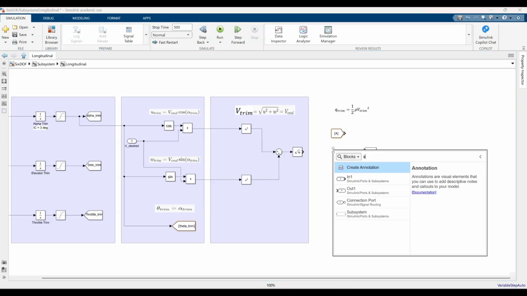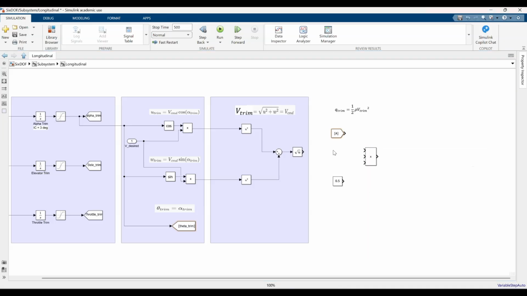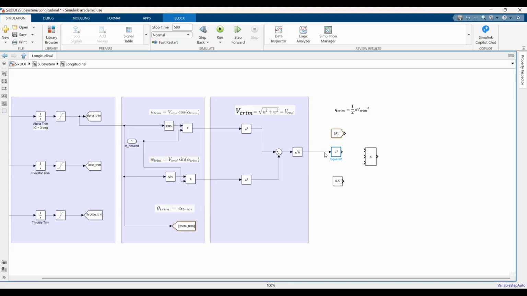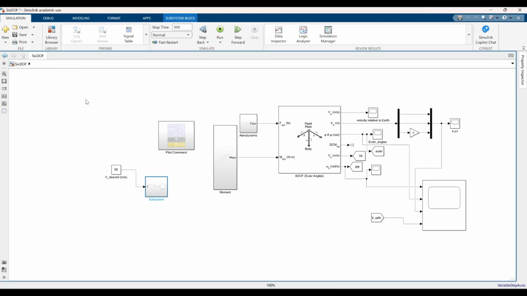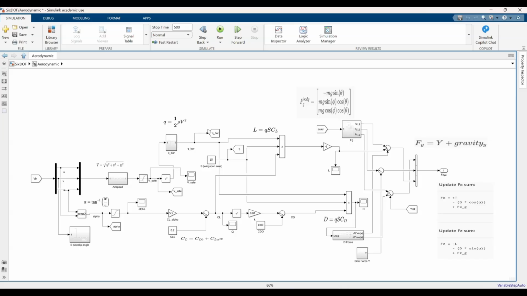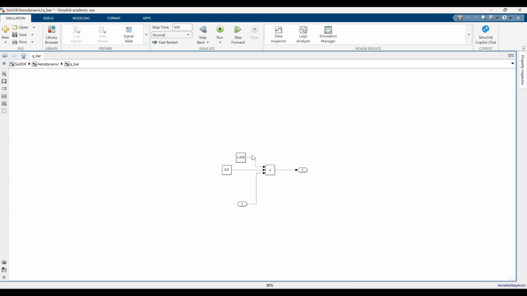I can go grab that and use that from there. So here is v getting squared again, and I will use that as one of it. Rho will connect there, and 0.5 factor will go there. Let's go to the top level aerodynamic block set. Q bar is here and rho is right there.